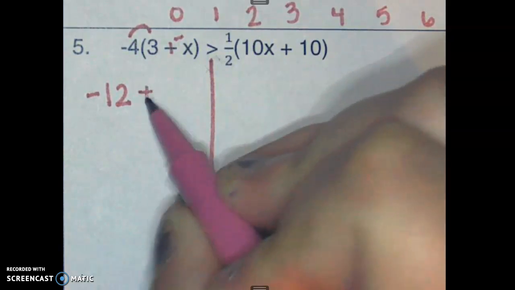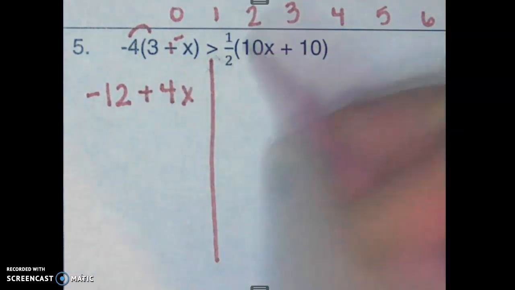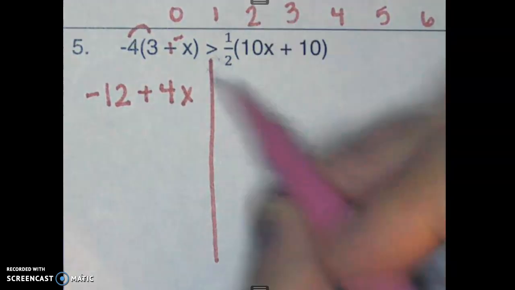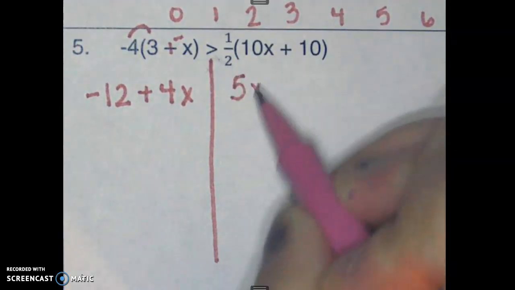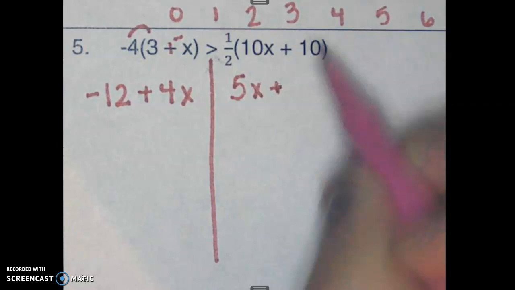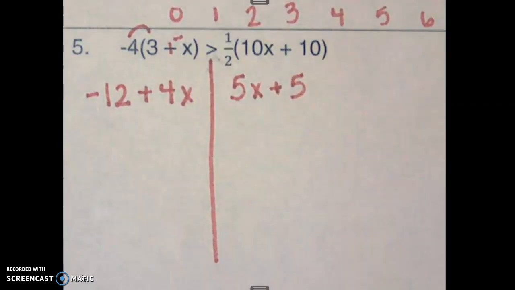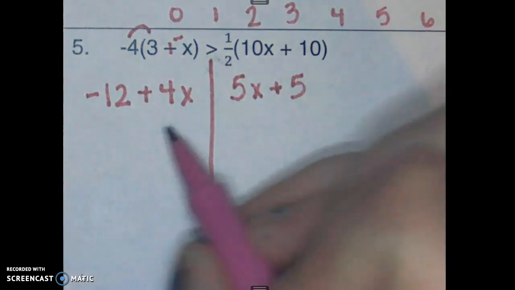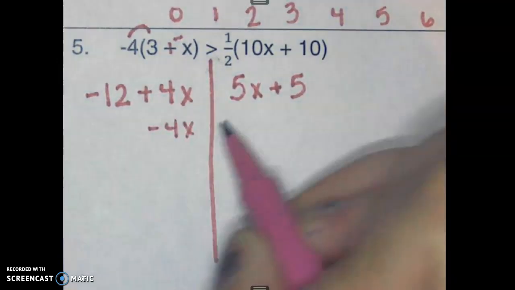Oh, sorry. Alright, half of 10x is 5x. Half of 10 is 5. Any questions over this so far? Subtract 4x from both sides.